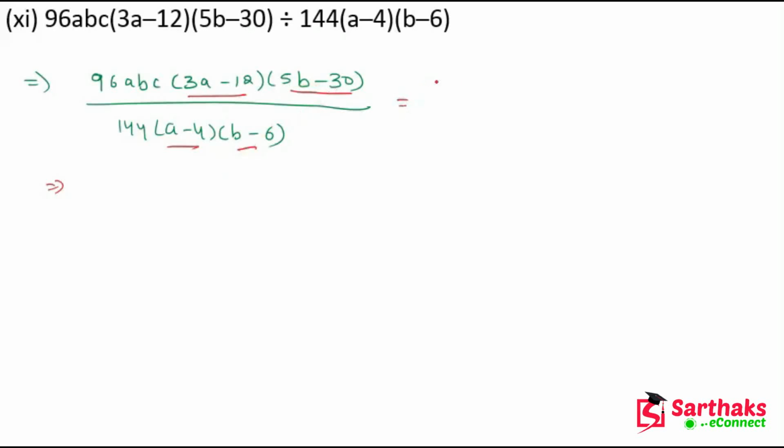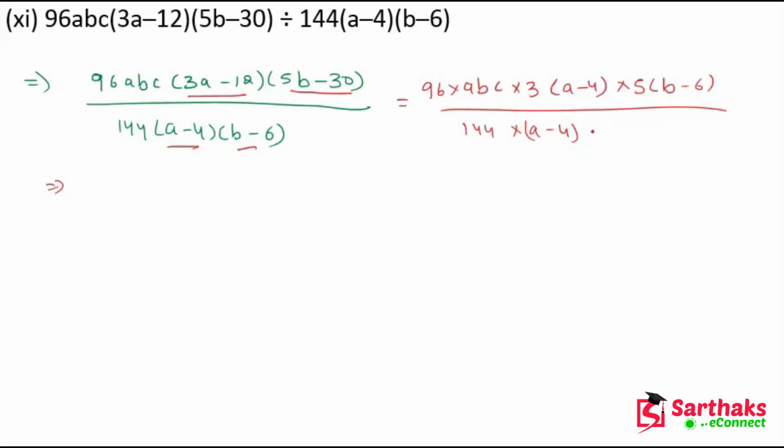So now let's do that. So 96 into ABC into 3 into a minus 4, into 5 into b minus 6, and here we have 144 into a minus 4 into b minus 6. Got it? Now this a minus 4 is cancelled by this a minus 4, and this b minus 6 and this b minus 6 is cancelled.